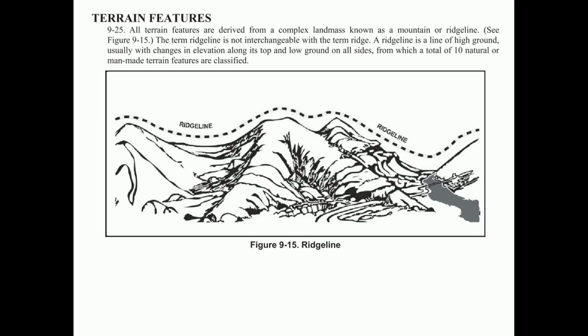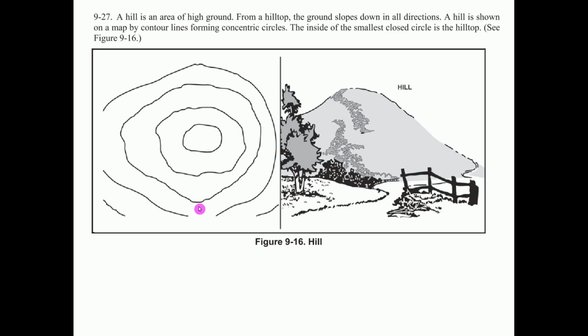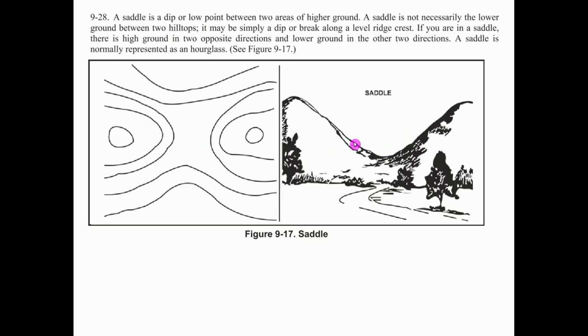Landforms. I stole all of these from the Army Field Manual on Land Navigation because the Army is really good at explaining things. So a ridge line is what connects mountain peaks. So peak, ridge, peak. A hill is shown by closed concentric contours. The smallest circle is the hilltop, and that's going to be, again, half a contour interval higher. A saddle is a dip, so that's a mountain peak, that's a mountain peak, and in between is going to be a saddle.